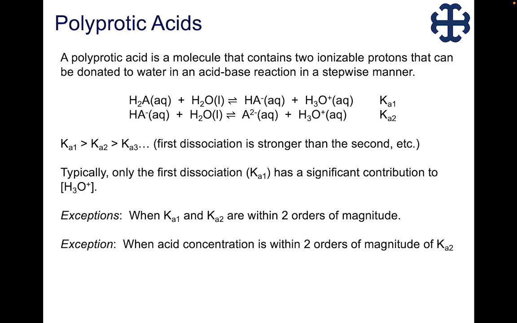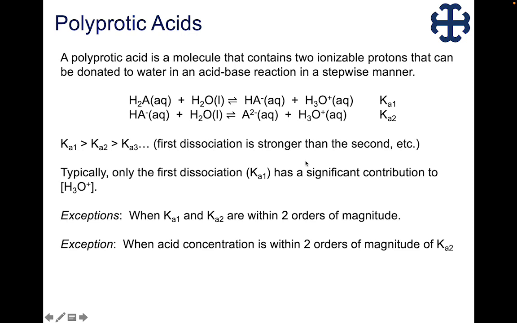The 2 exceptions we have are when Ka1 and Ka2 are within 2 orders of magnitude of each other. So that would be, for example, if we have like 10 to the -2nd and 10 to the -3rd, that is within 1 order of magnitude of each other. So we could no longer make the simplifying assumption that we only need to determine the hydronium produced for Ka1.